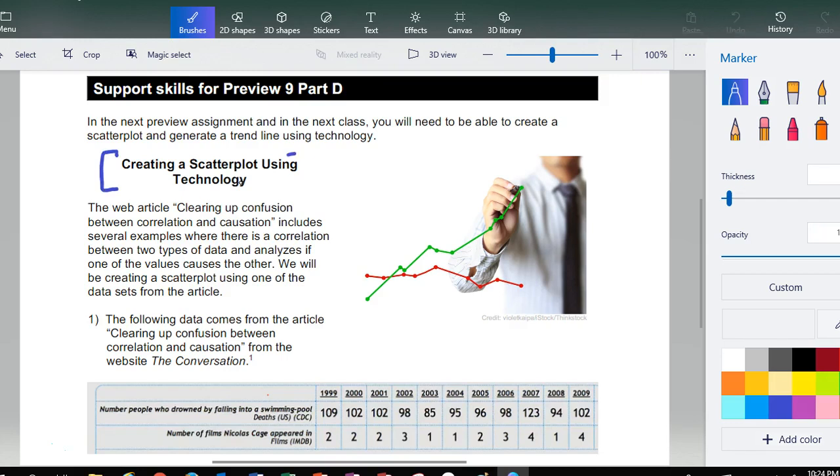First, we're going to talk about creating a scatter plot. There is an article, Clearing Up Confusion Between Correlation and Causation. It has several examples where there is a correlation between two types of data. It analyzes if one value causes the other. We will be creating a scatter plot using one of the data sets from this article. The following data comes from the article Clearing Up Confusion Between Correlation and Causation from the website Conversation.